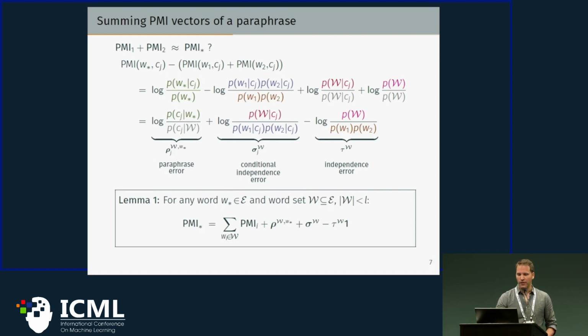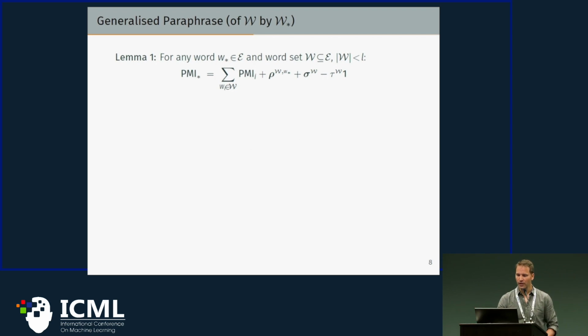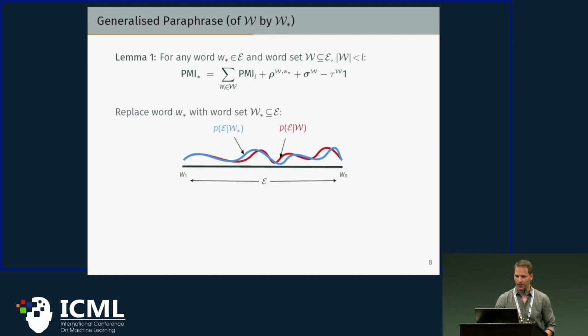Formally then, we can see that the PMI vector of a paraphrase word is the sum of the PMI vectors of the words you're trying to paraphrase with these three error terms. The paraphrase error, which should be small if there really is a paraphrase, and then these inherent conditional dependence or dependence errors that just simply come from the word set you've chosen to try and paraphrase. This is just repeating that.